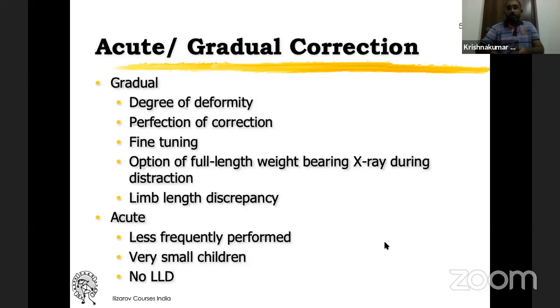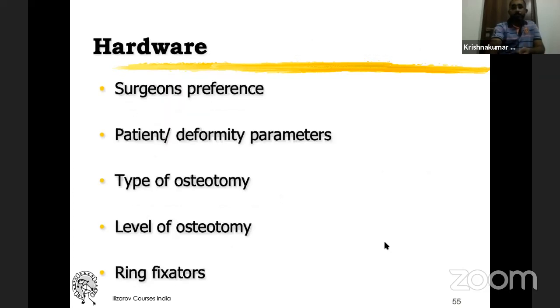And if any limb length discrepancy is there, you can correct it with a fixator. Acute corrections, personally, I perform very less frequently. In very small children, we prefer a closing wedge and an acute correction. And LLD cannot be corrected, that is, limb length discrepancy cannot be corrected when you are going for an acute method.